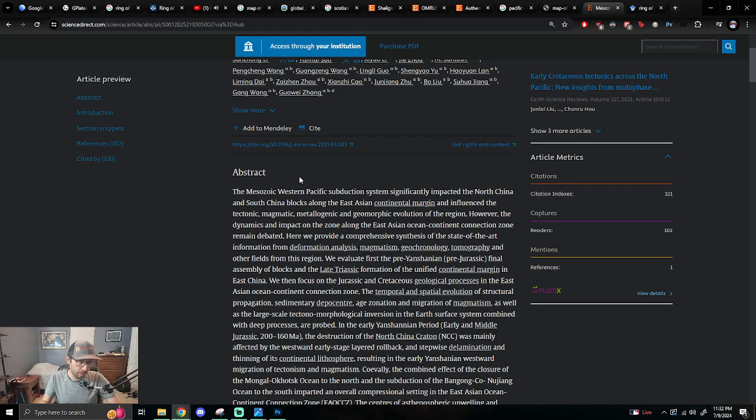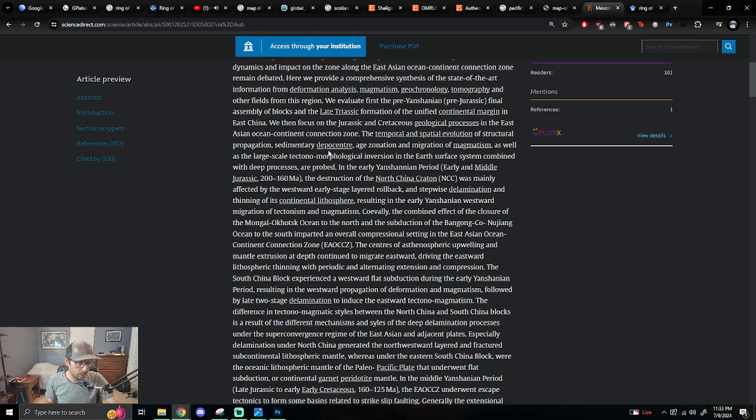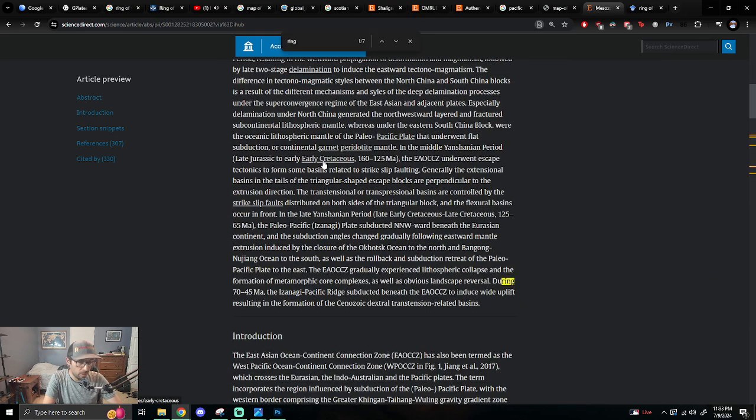Mesozoic, Western Pacific subduction system significantly impacted North China and South China blocks along the East Asian continental margin and influenced the tectonic, magmatic, metallogenic, and geomorphic evolution of the region. However, the dynamics and impact on the zone along the East Asian ocean continent connection zone remain debated. Here we provide a comprehensive synthesis of the state-of-the-art information from deformation analysis, magmatism, geochronology, tomography, and other fields from this region. We evaluate first the pre-Yanshanian, pre-Jurassic final assembly of blocks in the late Triassic formation of the unified continental margin.